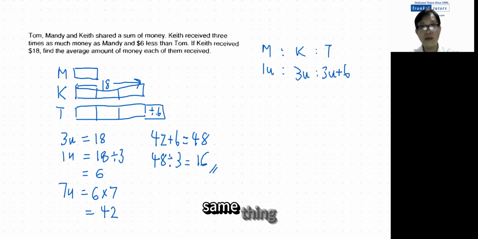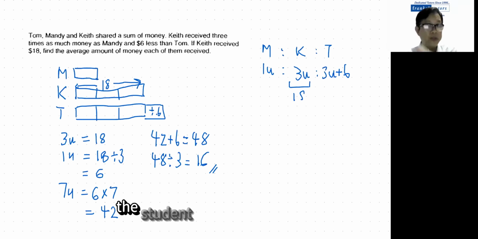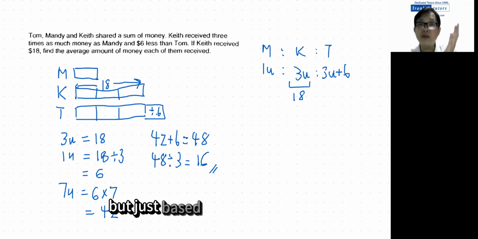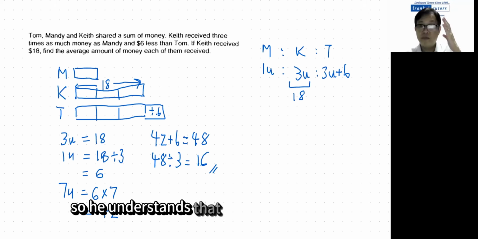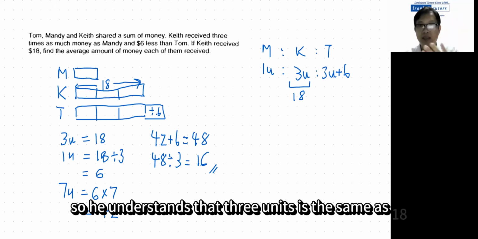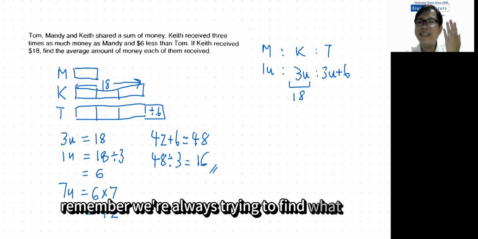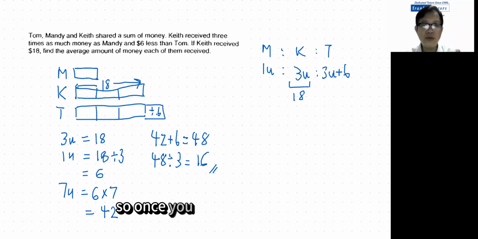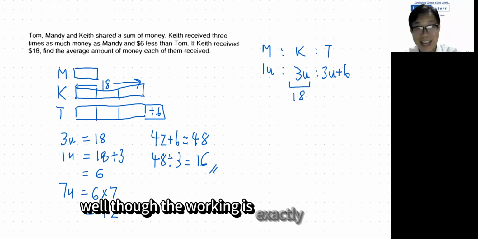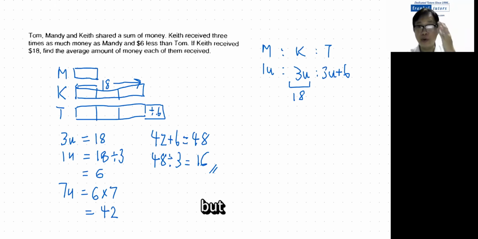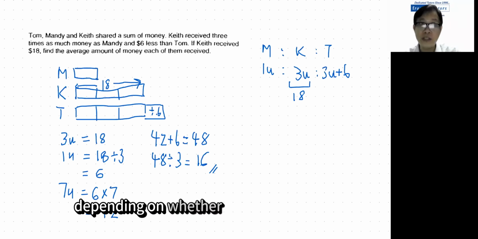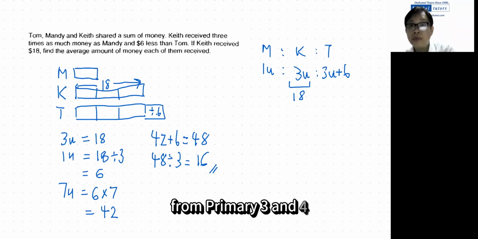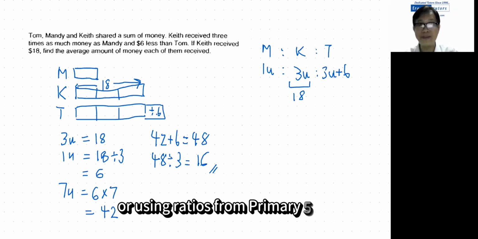So again, same thing, except this time the student didn't draw a model at all, but just based on the ratio to each other. So he understands that 3 units is the same as 18. Remember, we're always trying to find out what is the same. So once you know that 3 units is 18, well, the working is exactly the same here. But the thinking process that the student goes through is different depending on whether the student is using models from primary 3 and 4 or using ratios from primary 5 and 6.